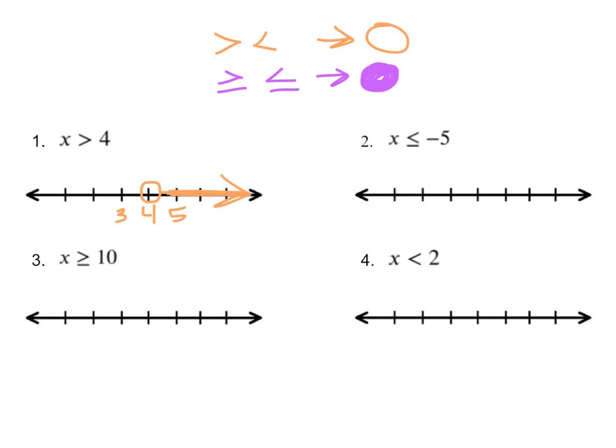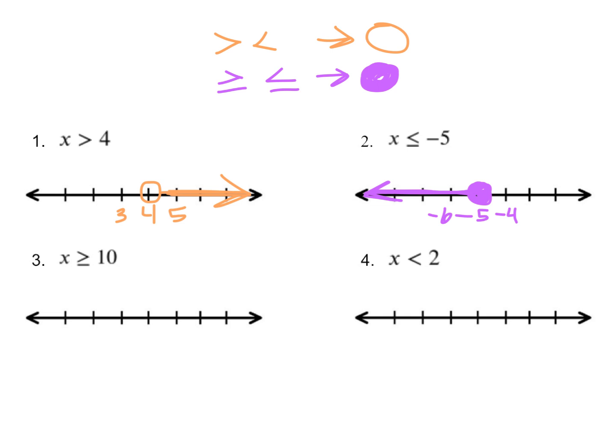For number 2, we have x is less than or equal to negative 5. So this will be a closed circle on negative 5. So I'm going to put my two numbers surrounding negative 5, and I'm going to do a closed circle because it's less than or equal to negative 5. And numbers that are less than negative 5 are to the left, so shade to the left.